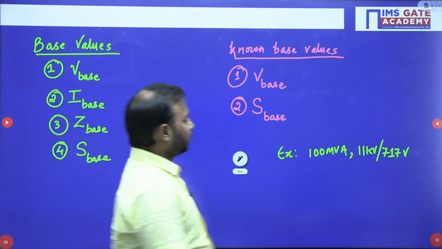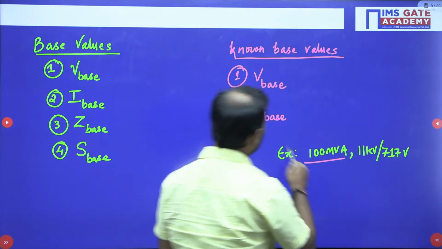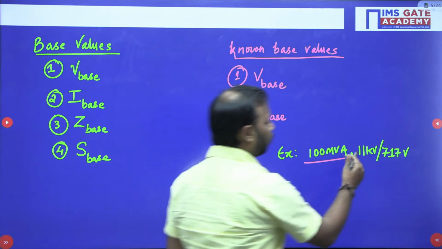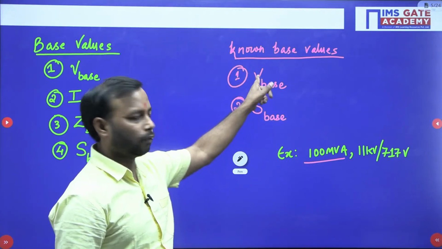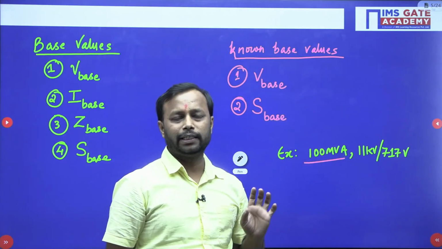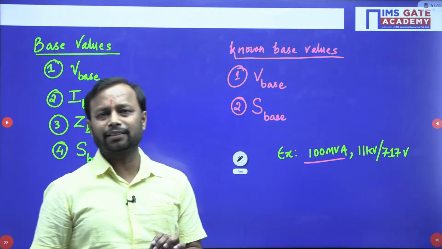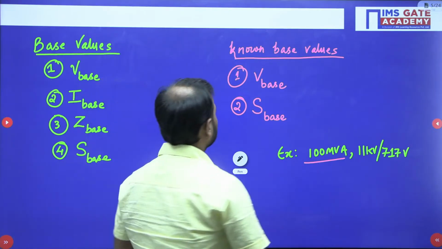All right. So this is nothing but the rated value, S base, and among these two, you can choose any one as a base value of the voltage. Clear? Any doubt in this? Okay.